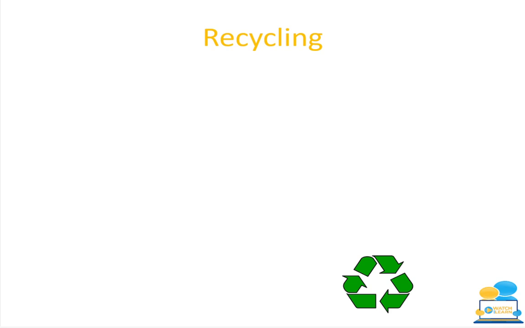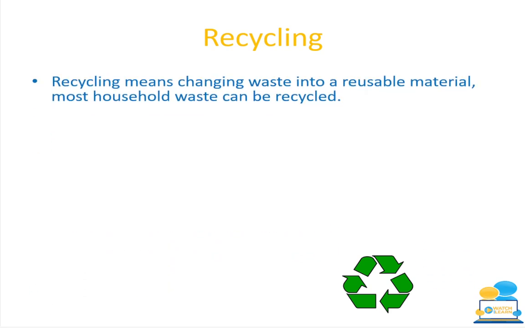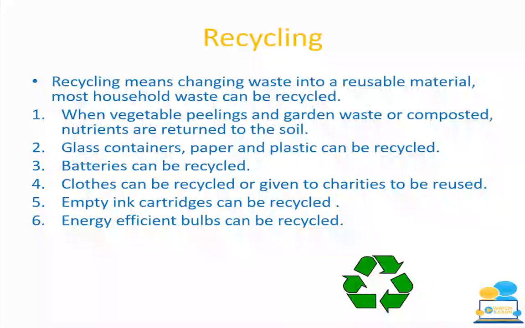This is the recycling logo, so the 3 arrows, you will need to be able to draw those and explain what they mean. So this means to change waste into reusable material. Most household waste can be recycled, and you just need to look at the label on any of the things that you have in your house and see if it is recyclable. So when veg peelings and garden waste are composted, the nutrients can be returned to the soil. The likes of your glass containers, paper and plastic can be recycled.